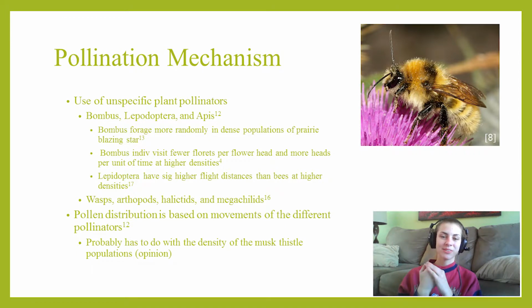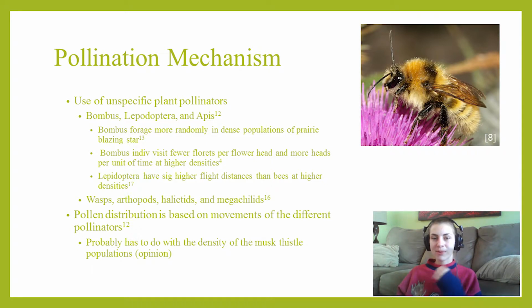Bombus individuals visit fewer florets per flower head and more heads per unit of time at higher densities. And this is good for Carduus nutans because they have many florets on a single flower head. And Lepidoptera also have a significantly higher flying distance than bees at higher densities. And also because Carduus nutans uses many different pollinators, the pollination distribution is based heavily on the movements of the different pollinators themselves.